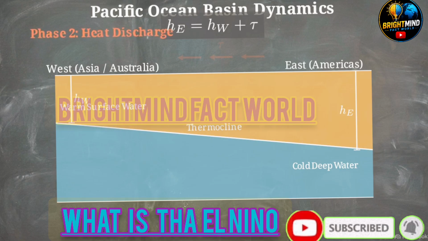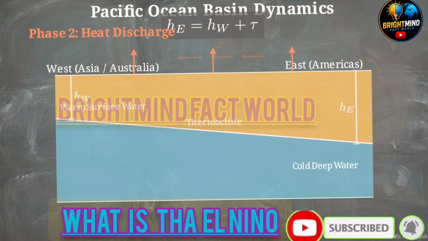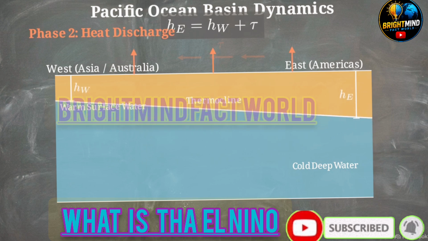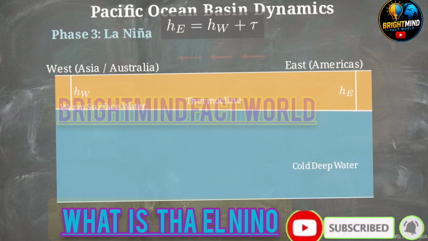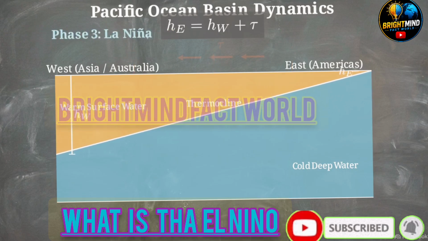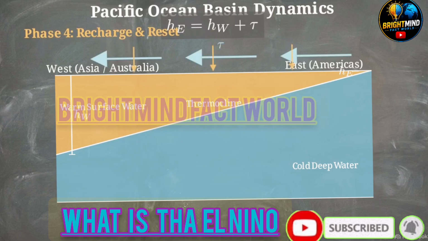During Phase 2, Sverdrup transport continuously discharges that equatorial heat toward the poles. Over time, this leaves the entire equatorial basin with an anomalously shallow thermocline. In Phase 3, this shallow thermocline allows cold subsurface water to easily breach the surface in the eastern Pacific. This upwelling of cold water triggers the inverse condition, La Niña.